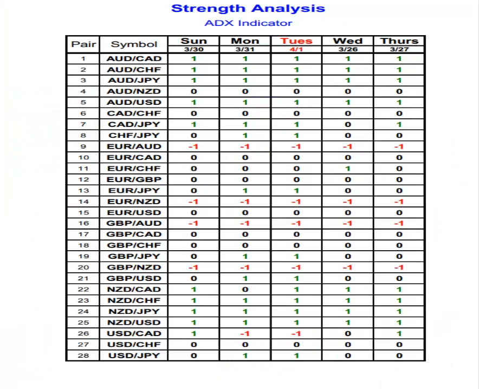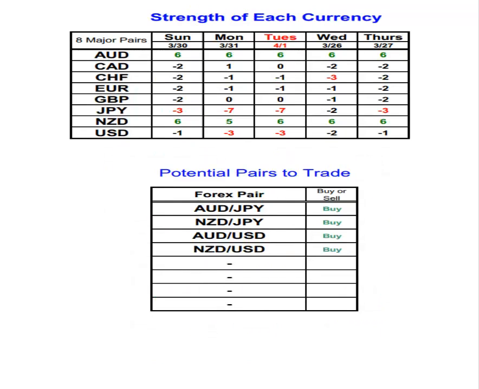Here's the ADX analysis chart for Tuesday, April 1st. Please compare this with the results of your analysis. From the ADX analysis and the strength calculator, we have the following currency strengths. We again have two strong currencies and two weak currencies. There are four qualified pairs. We have the Aussie dollar yen, the New Zealand dollar yen, the Aussie US dollar, and the New Zealand US dollar.